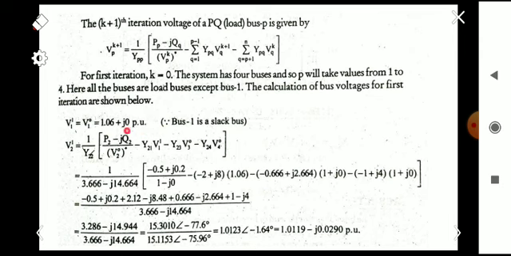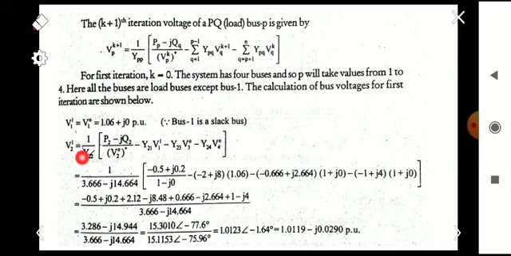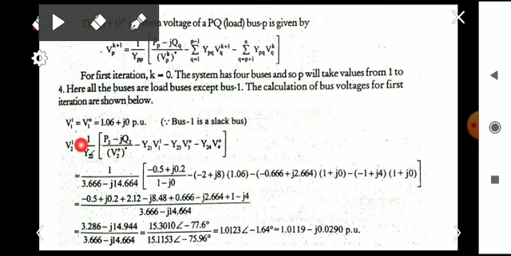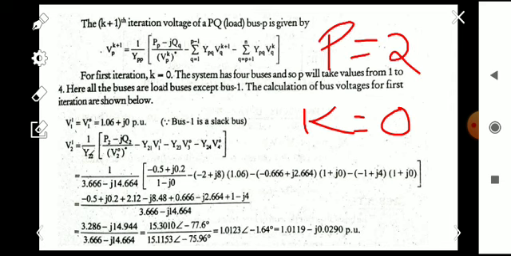In the question it is given as 1.06 angle 0, which is in polar form. If you write it in rectangular form, the equation will be like this. And for finding V2^1, the first iteration value of the second bus, the equation will be from this equation itself, where k is equal to 0 and p is equal to 2.